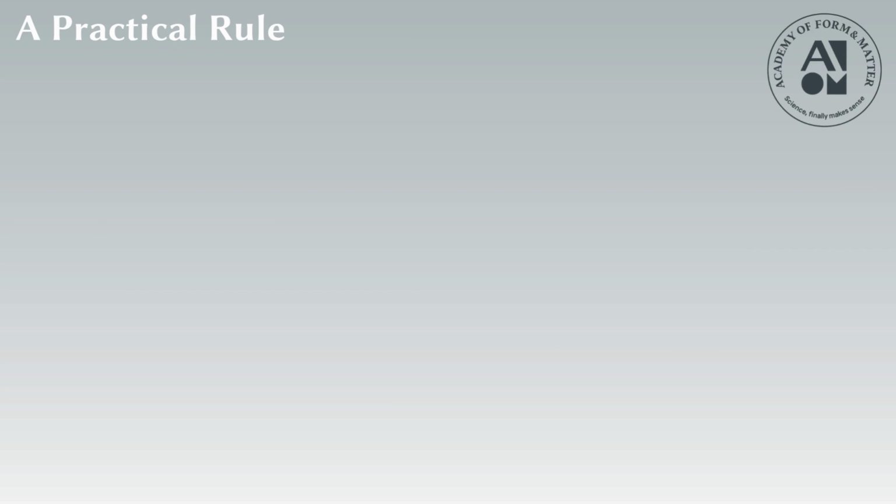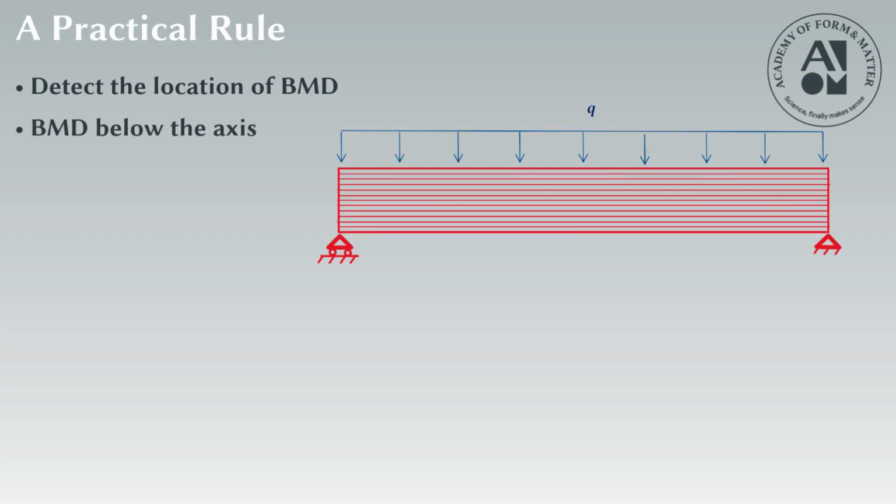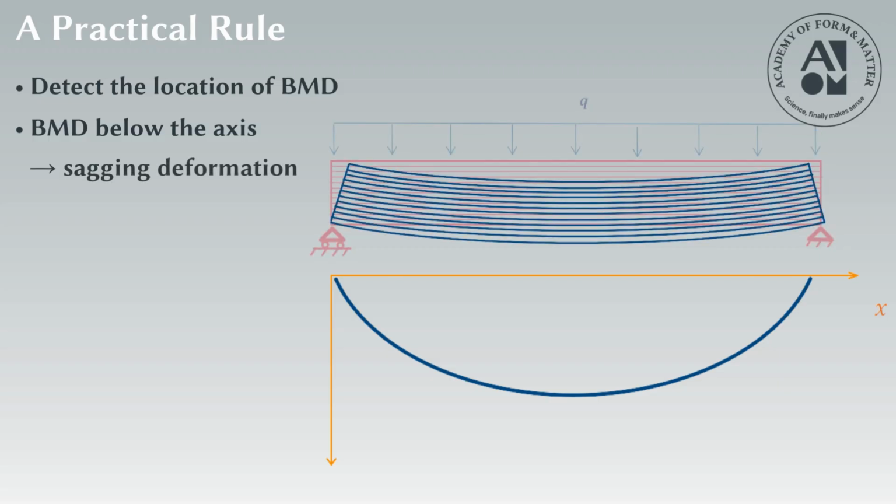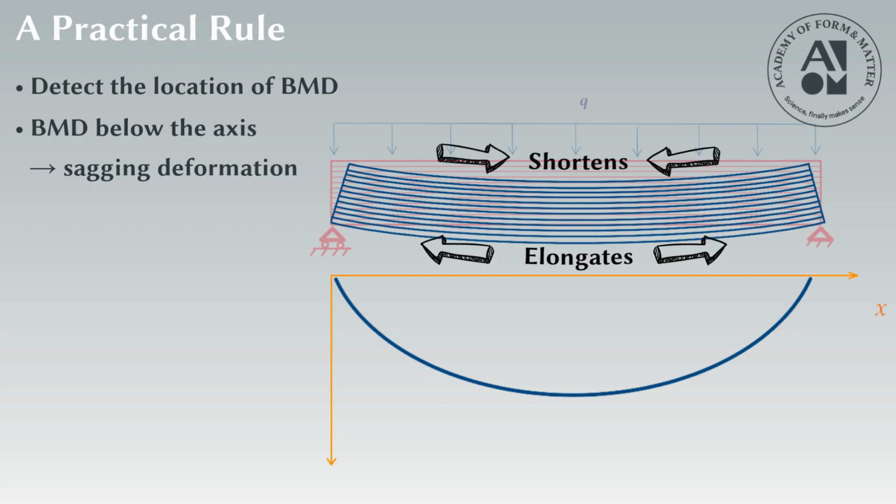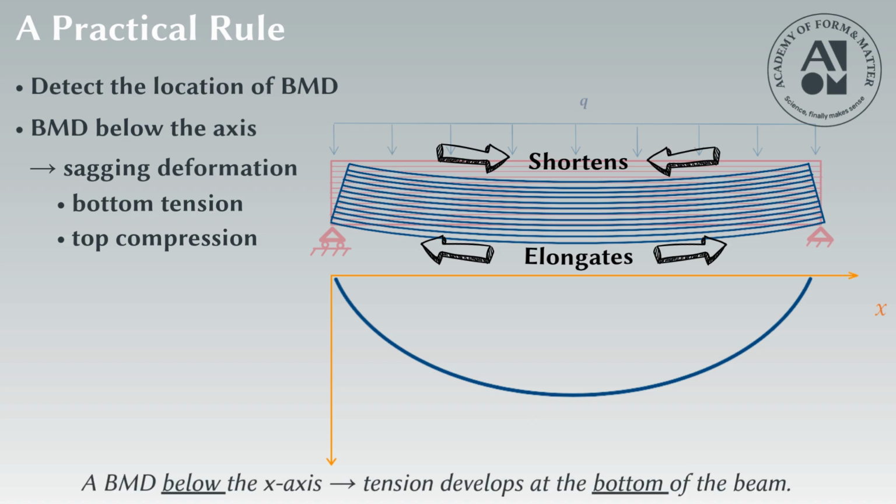Now, let's turn this idea into a practical rule. When reading a bending moment diagram, first look at its position relative to the x-axis. Is it below the axis or above it? If the diagram lies below the axis, as in a loaded simply supported beam, the beam tends to sag. The bottom fibers stretch. The top fibers shorten. So the bottom of the beam is in tension, and the top is in compression. This gives us our first reading rule. A bending moment diagram below the x-axis means tension develops at the bottom of the beam.